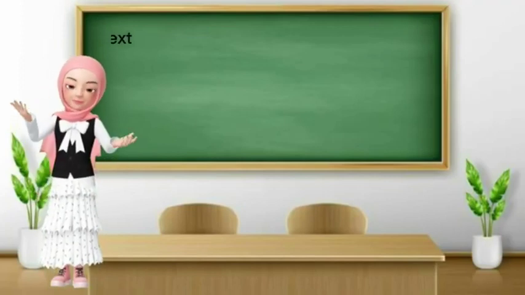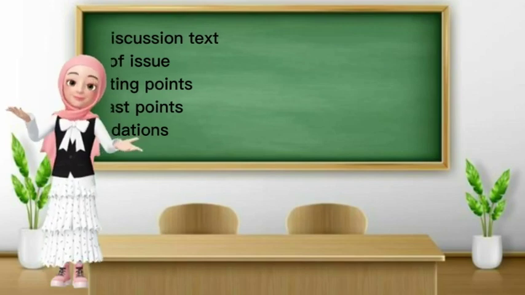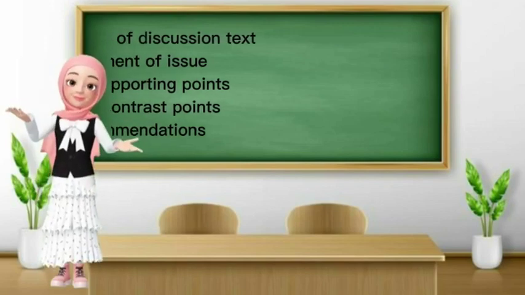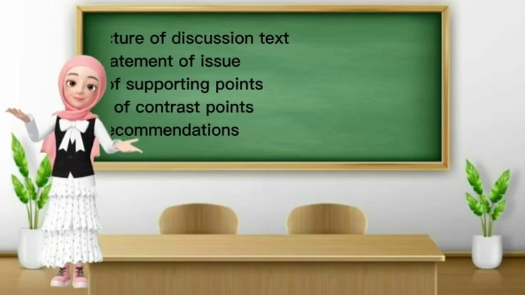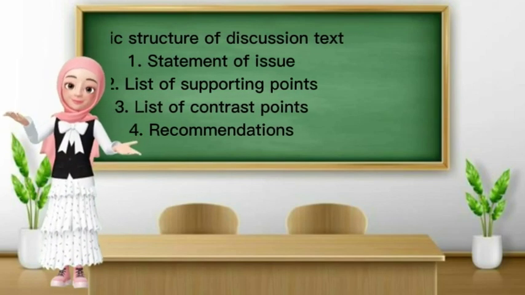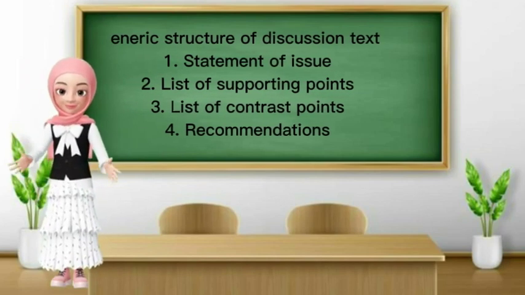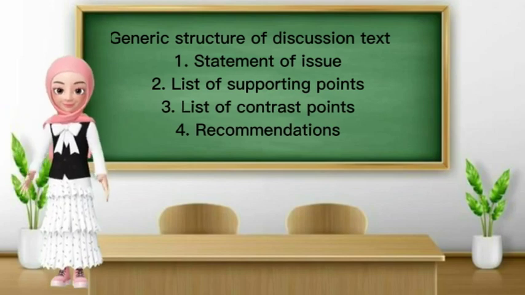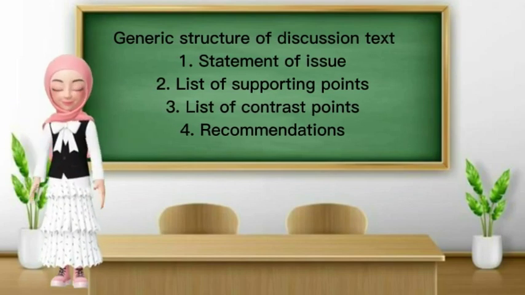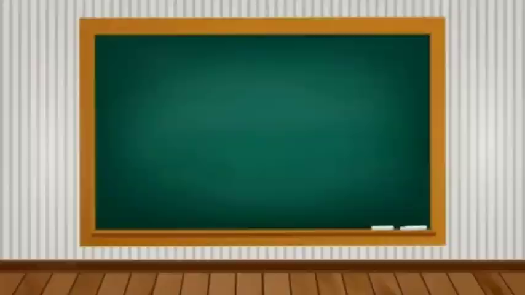Okay, for the next is generic structure of discussion text. And here, discussion texts have four generic structures. For the first generic structure of discussion text is statement of issue, list of supporting points, list of contrast points, and the last is recommendations. That is the generic structure of discussion text.